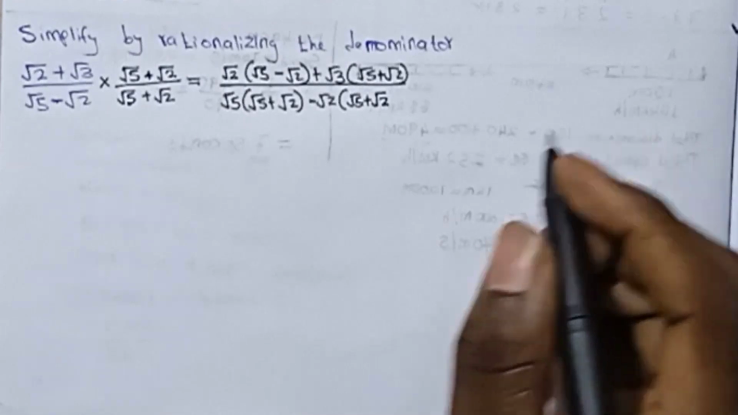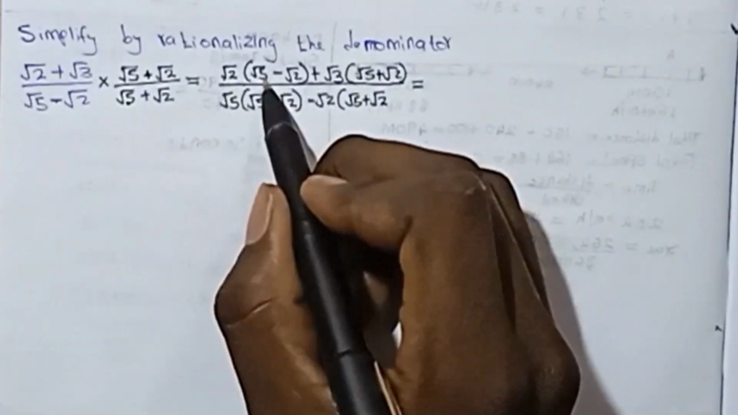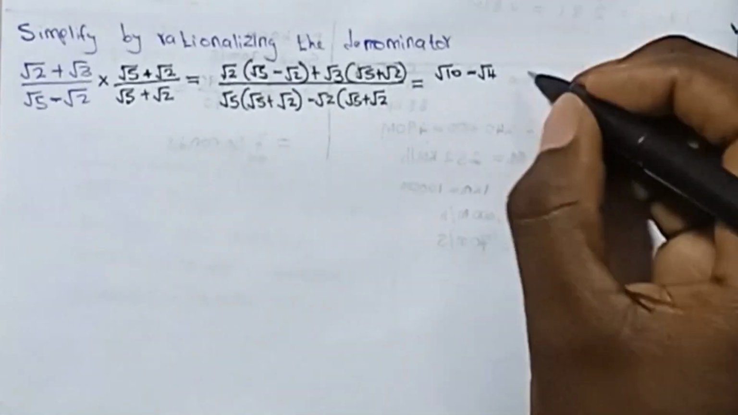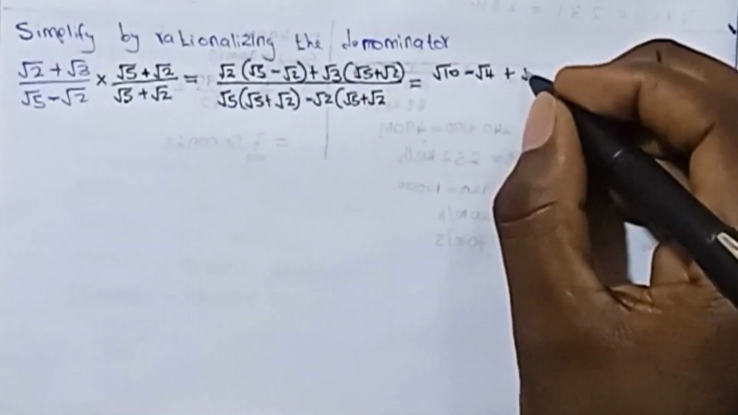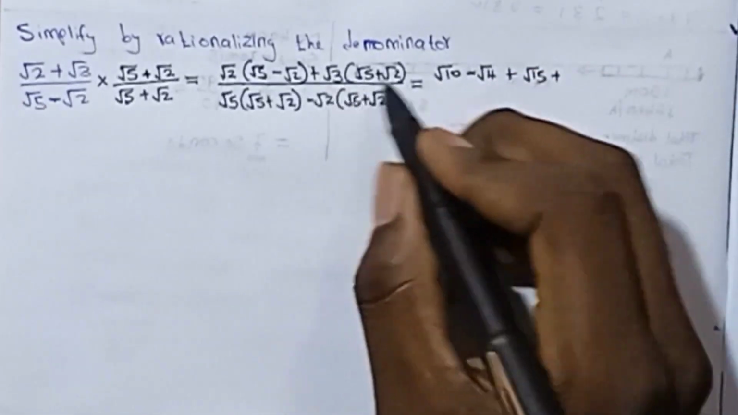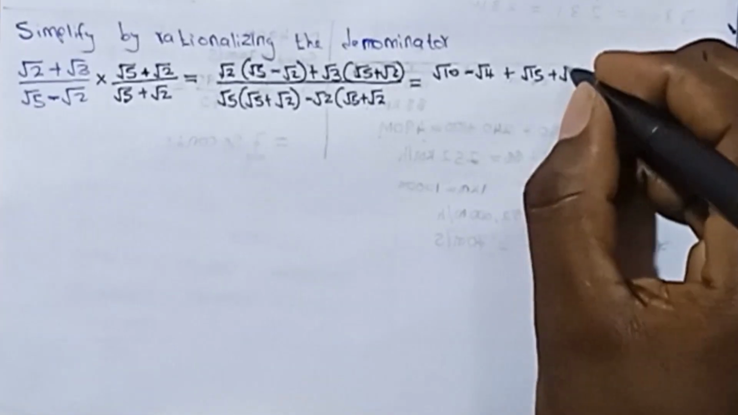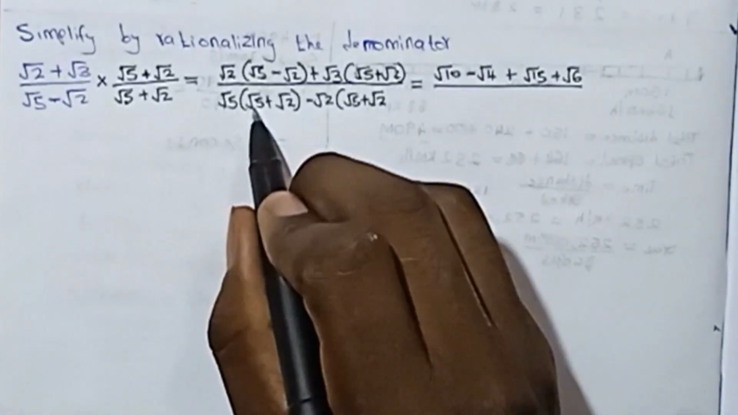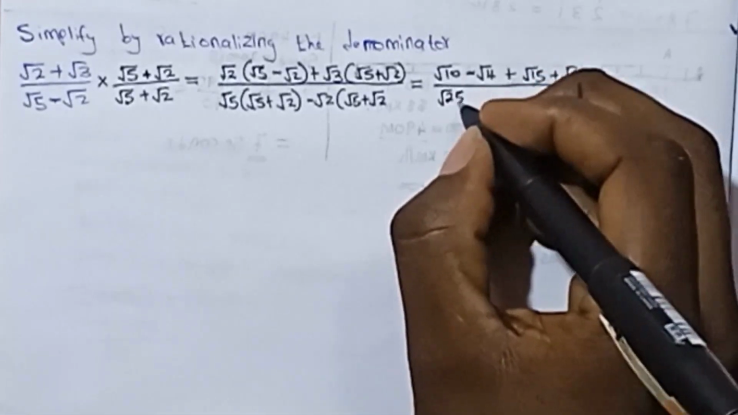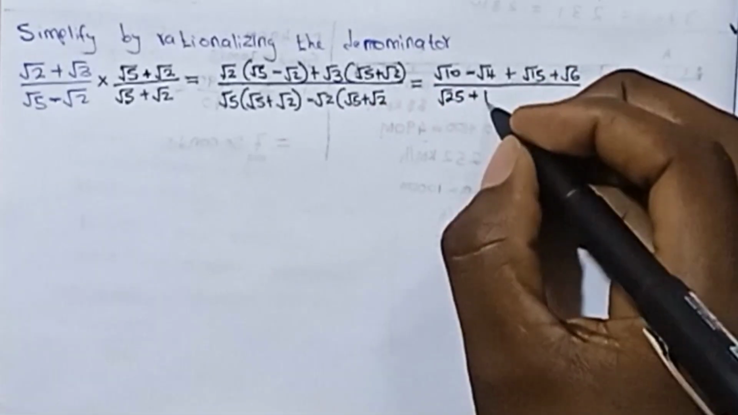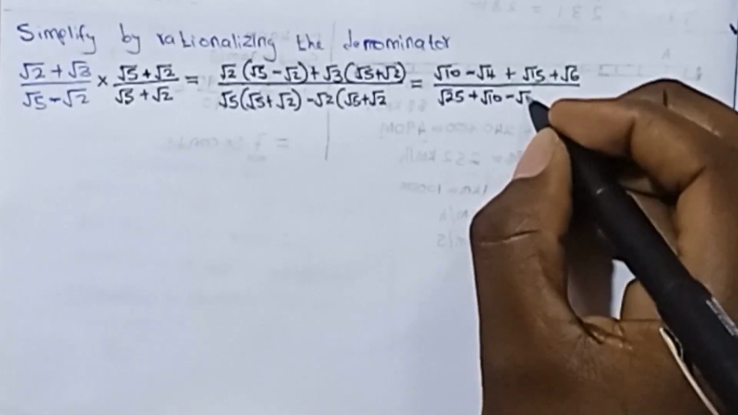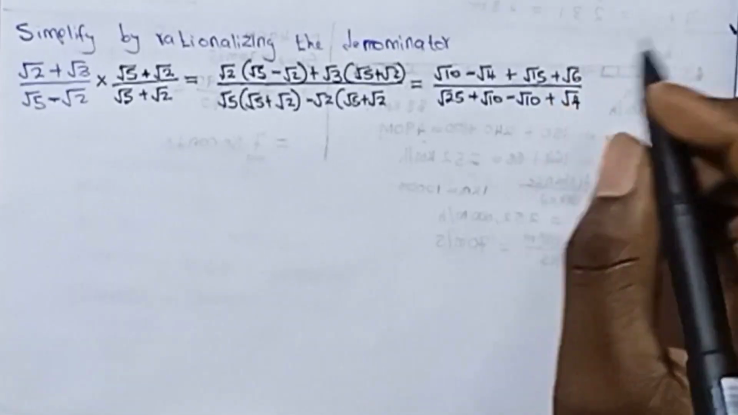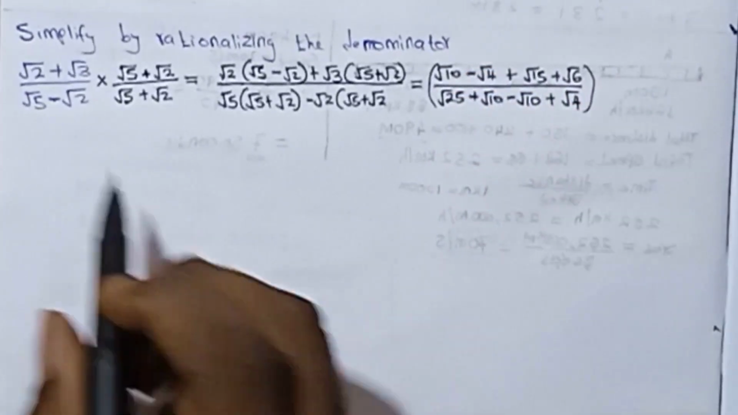So this is going to give us root 2 multiplied by root 5 is equals to root 10 minus root 4, this multiplied by this, plus root 3 multiplied by this is equal to root 15, plus 3 multiplied by root 2 is equals to root 6, divided by root 5 multiplied by root 5 is equals to root 25 plus root 10 minus root 10 plus root 4. This is a whole number, so we write it here.